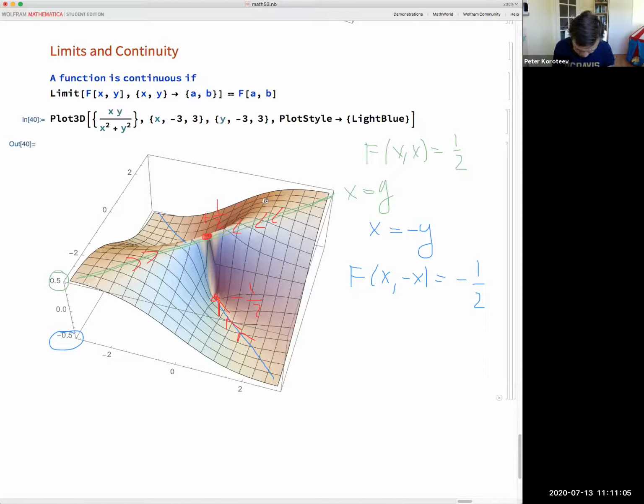So the limit of this f of x, y along this line is not equal to the limit of the function f of x, y along this line. Therefore, the function is not continuous.